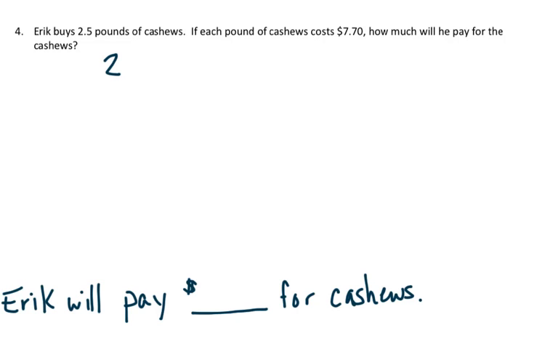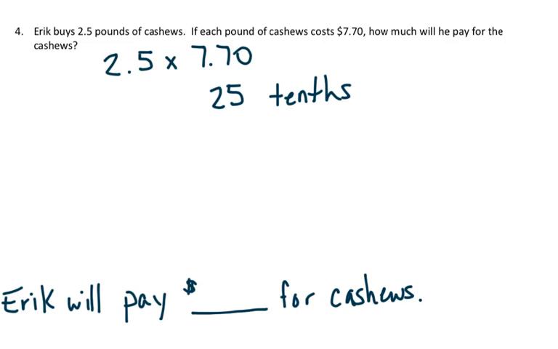So again, we have 2.5 times $7.70. And I'm going to write that as 25 tenths. And for the $7.70, I didn't write my dollar sign there, and I'm going to take off my 0 because it really doesn't change the value. So I have 77 tenths.